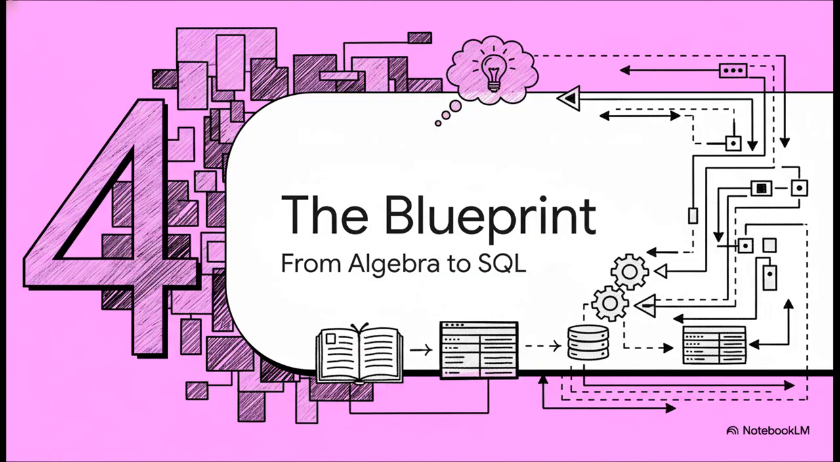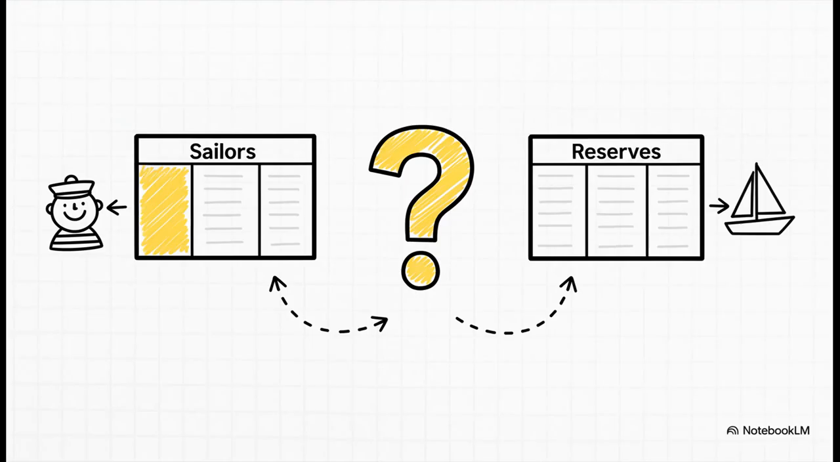Okay, we now have all 6 of our fundamental building blocks, so let's put them all together and create a blueprint that shows how a real-world question gets translated into the language a database actually understands. Here's our mission, a very common kind of request: find the names of all sailors who have reserved at least one boat. Now to answer this, we obviously need to connect 2 different tables, the sailors table, which has the names, and the reserves table, which has the info about the reservations.